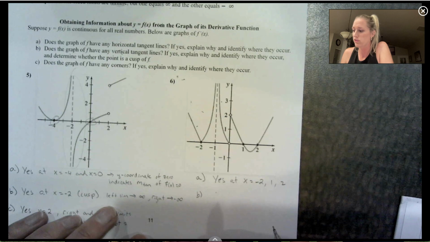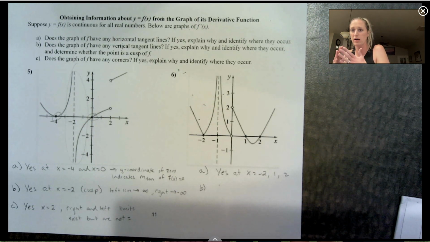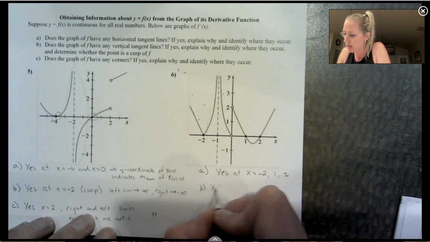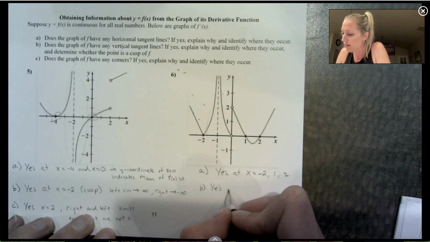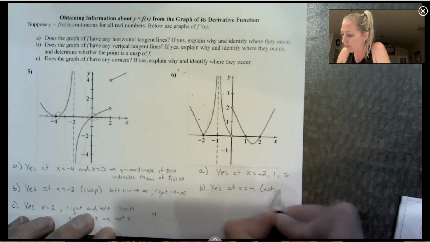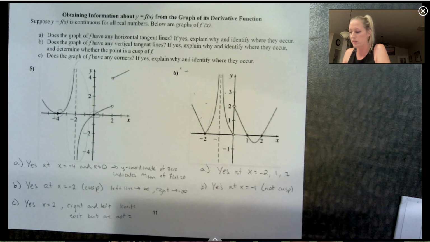Okay, vertical tangent line. So we're looking for basically vertical asymptotes. Anytime my graph's going to positive or negative infinity, so we have one right here at -1. So if they're both going the same direction, it's not a cusp. So I'm just going to put that here, not a cusp. The cusp only happens if I have one going positive, one going negative.